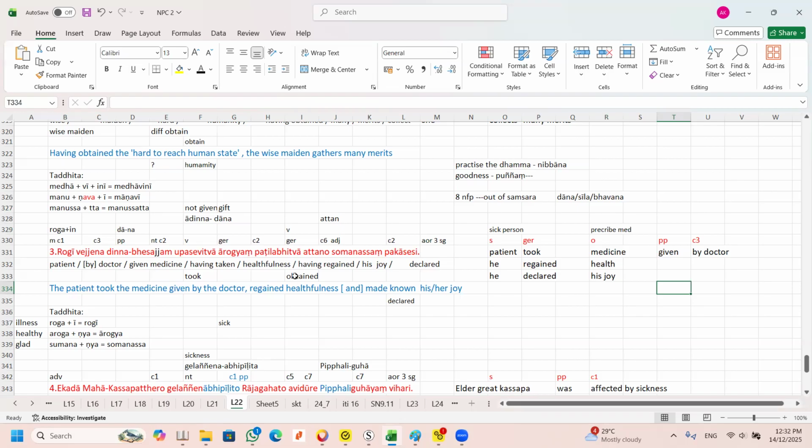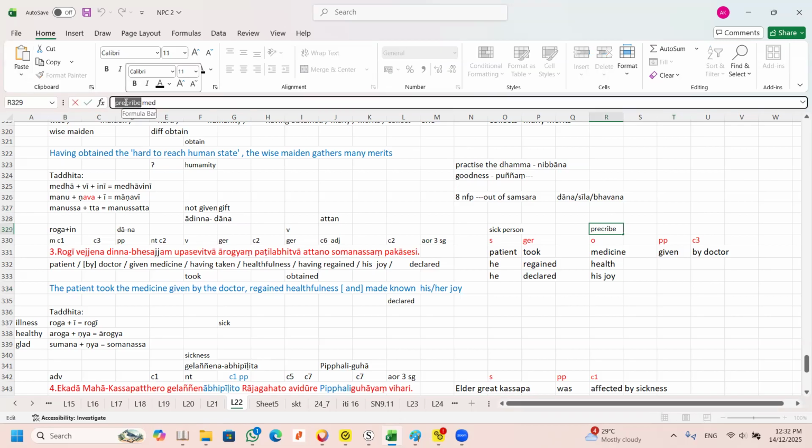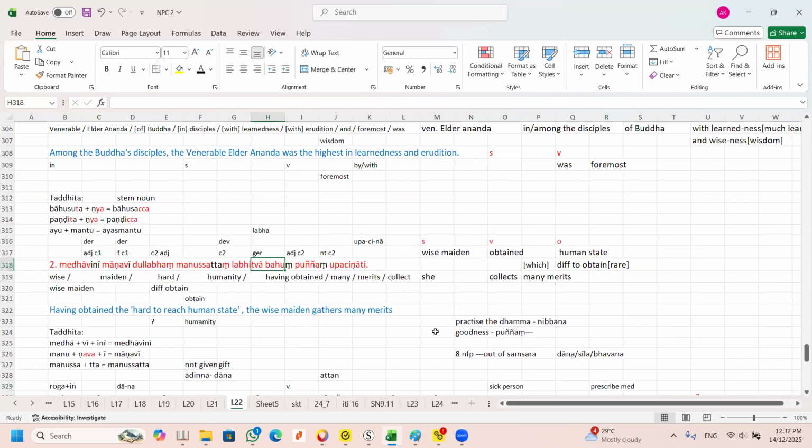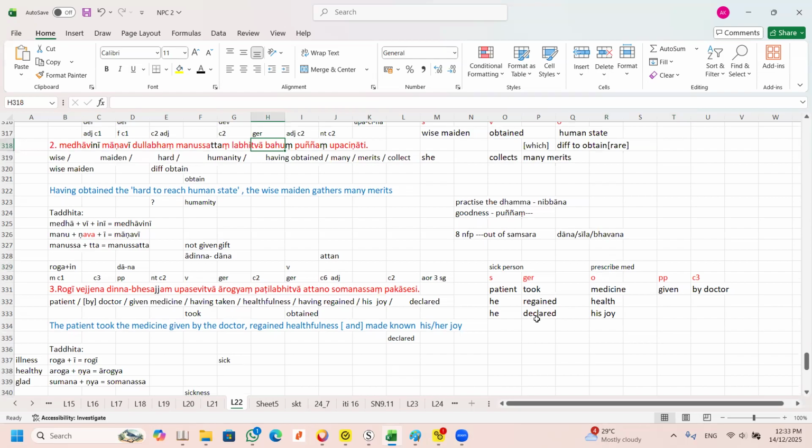So the second part is add in the S. Prescribed. Yes, correct. Prescribed medicine. So the prescribed medicine, and then the next one you take, this one is the gerund again. In this case the word is lappa. Lappa means gain. That means pati lappa. Pati means regain. Gain and regain. So regain.